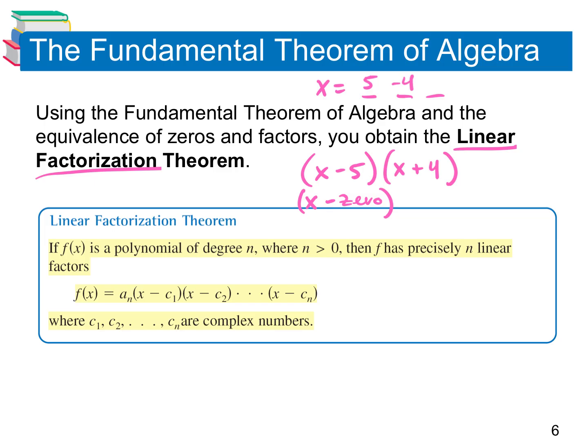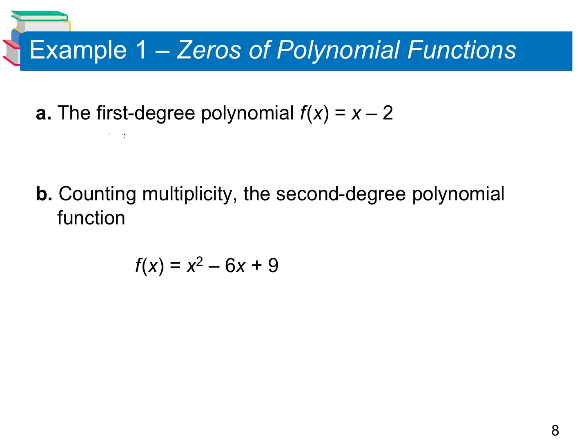So WebAssign is going to ask you for both ways on the homework. Some of the questions will just say find the zeros, so that'll just be x equals. Some will say write the zeros in linear factorization, so it wants it written as factors. So the first few examples just have different examples with different degrees, so we can see.